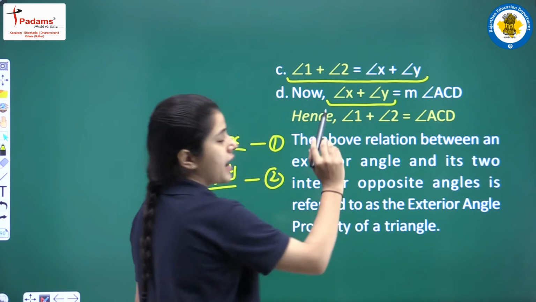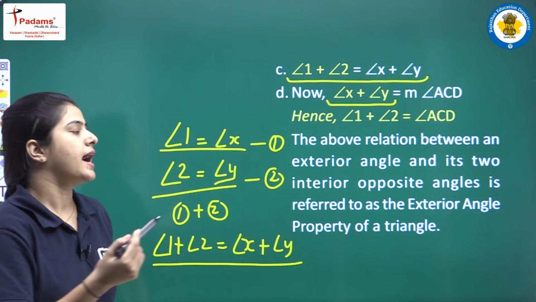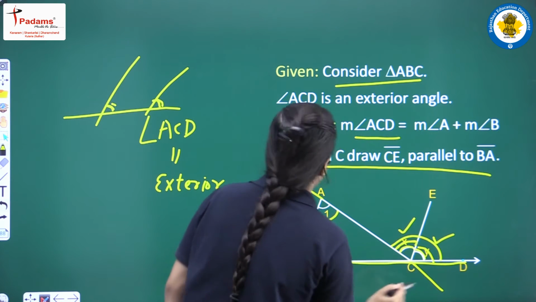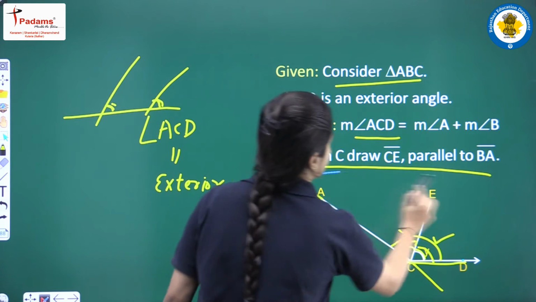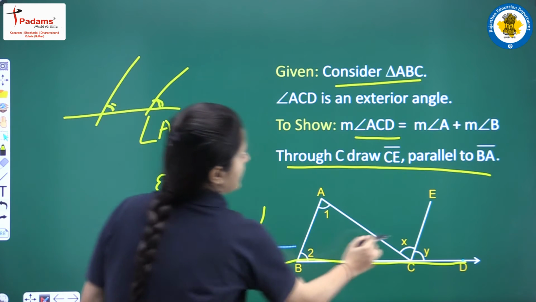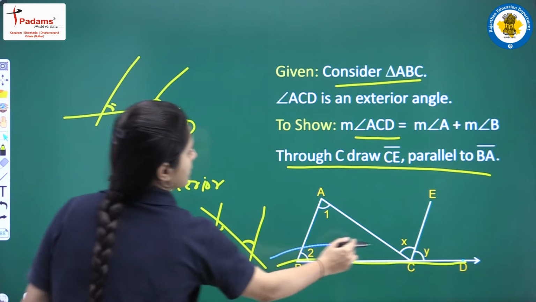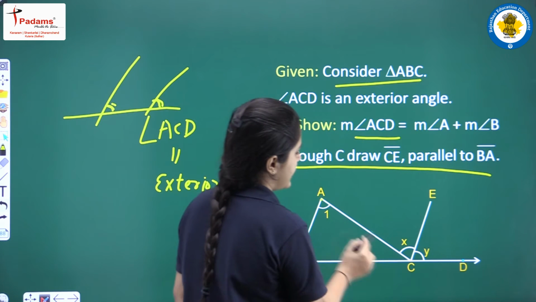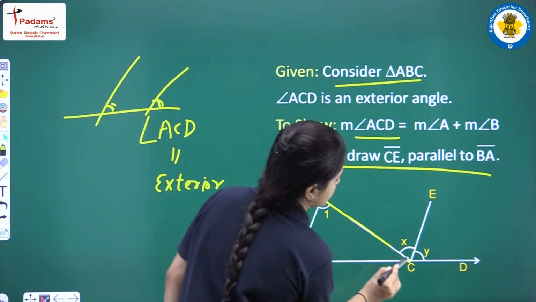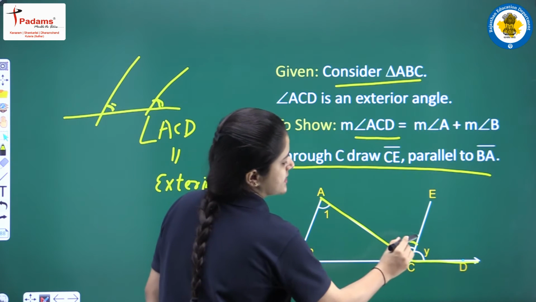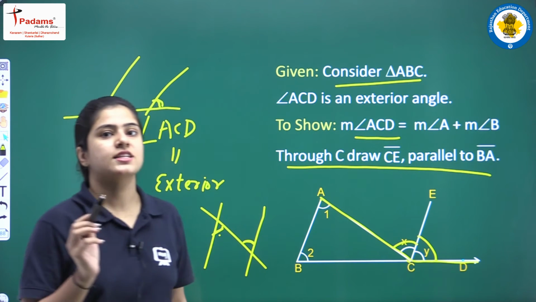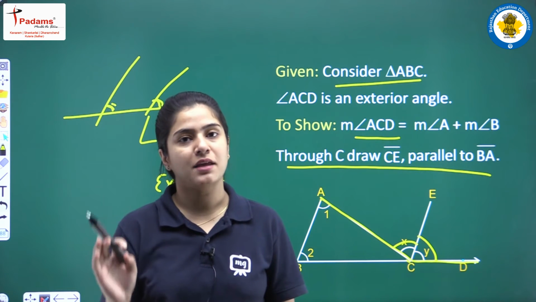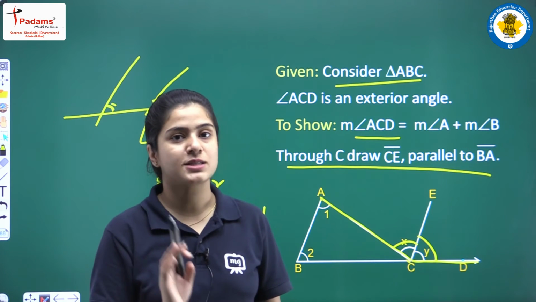Now this angle x plus y is equals to measure of angle ACD. Have a look, students. We have known that this angle ACD is equals to angle x plus angle y. Okay, let me clear this first. Okay, have a look. We know that this angle ACD means this angle is equals to this angle x plus this angle y. So it means that the measure of angle ACD is equals to measure of angle x and measure of angle y, that is angle x plus angle y.